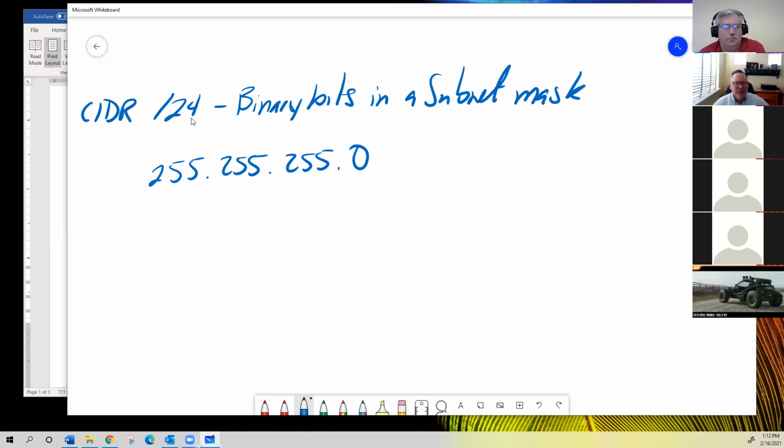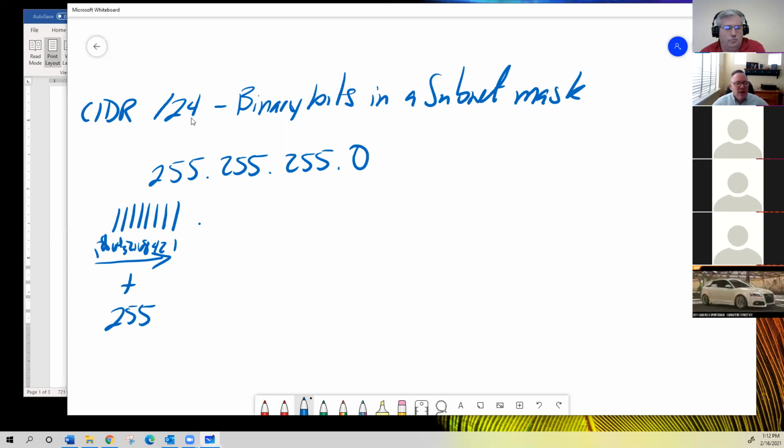Okay. And what this means is if you break this down into 8 binary bits, this is 1, 2, 3, 4, 5, 6, 7, 8. And if you count those up, the 1 and the 2 and the 4, this is binary, right? 8, 16, 32, 64, 128. If you add those all together, that equals 255, okay? So that's why each of these numbers is 255, because it's 8 binary bits.